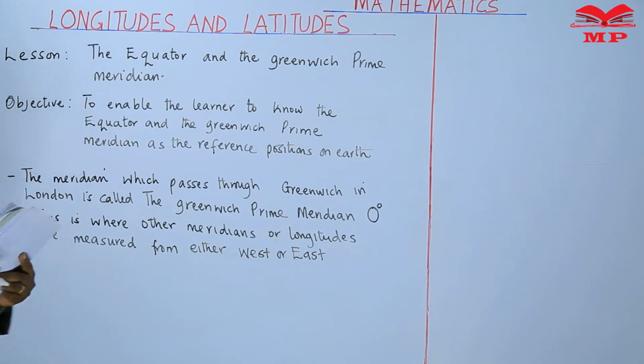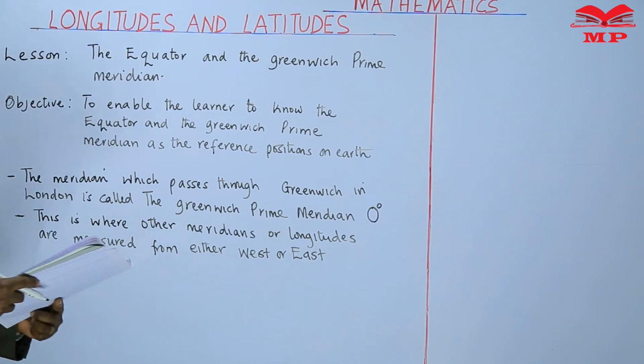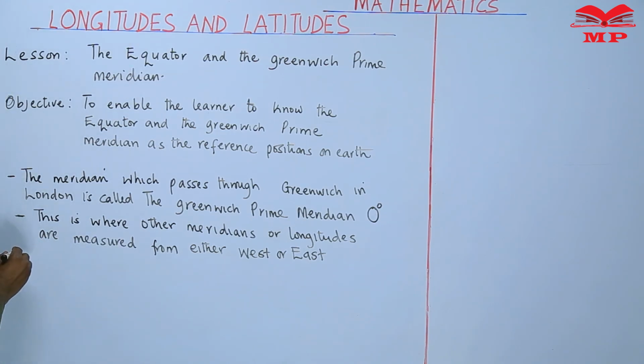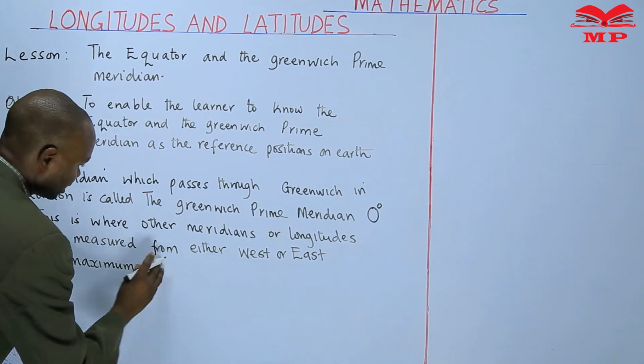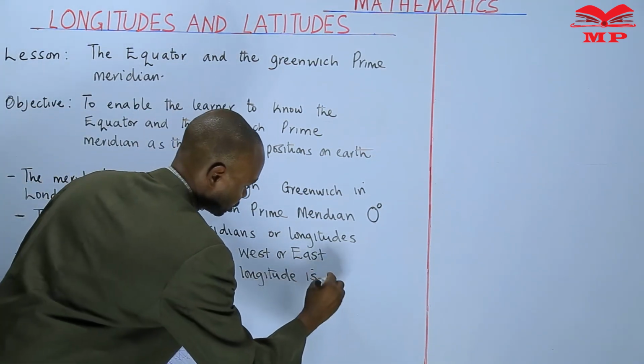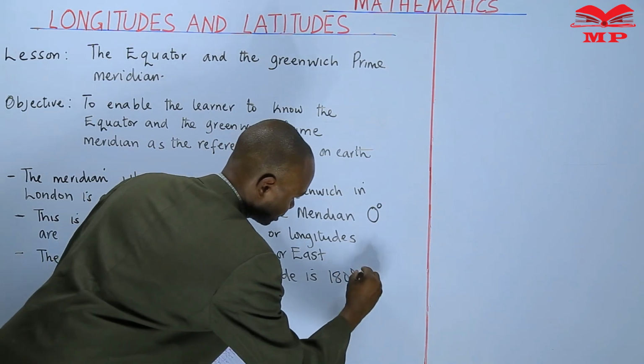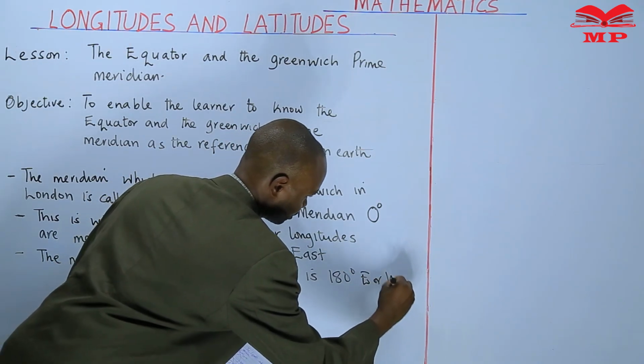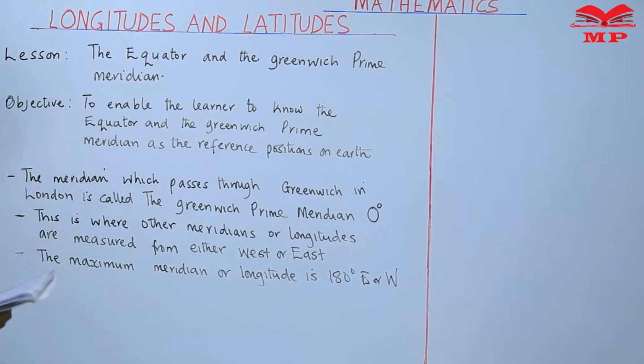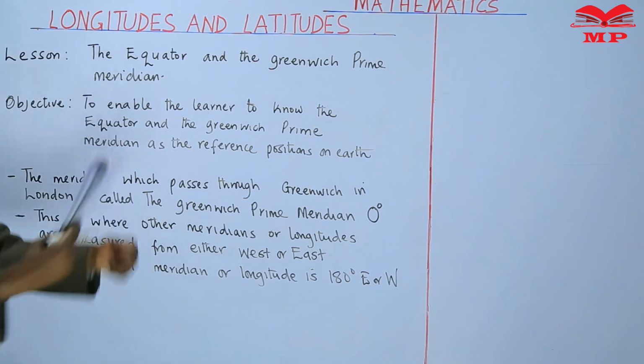So I've said it is where other meridians or longitudes are measured from, either west or east. The maximum is 180 degrees east or west. It can either be east or west because it is just one point. Whether you name it east or west, that's where they meet.